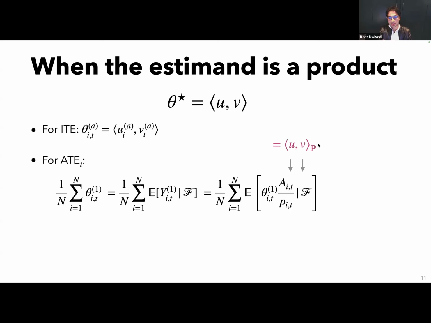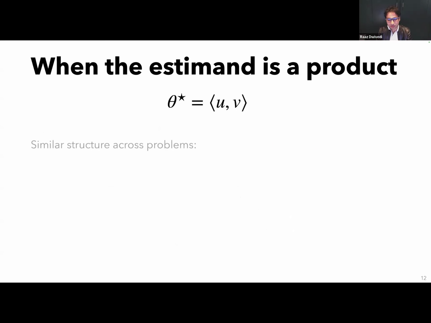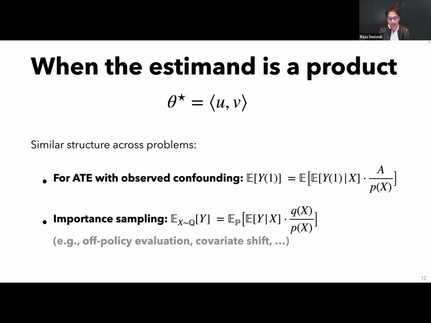And if you look at this, the two terms, theta IT1 and AIT by PIT, you can think of those two as these two factors, U and V. Okay, so for ITE, this inner product is Euclidean. For ATE, it is an inner product in this expectation sense. And similarly for theta IT0, or the ATE under the other intervention, the factor would be 1 minus A by 1 minus PIT. This structure also appears in observed confounding, where if you're interested in expected potential outcome, the mean response function and the inverse propensity function shows up. And that's the U and the V. And then in importance sampling, for which the ATE is a special case, it is the mean response function and the importance ratio. So this product structure appears in many problems.